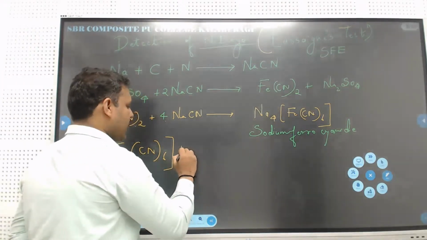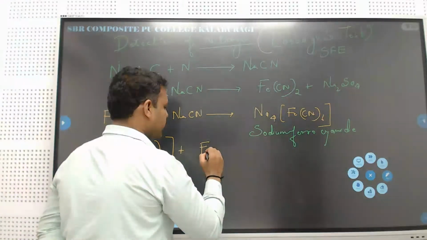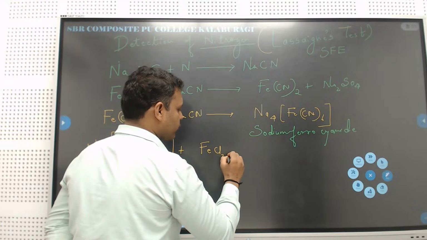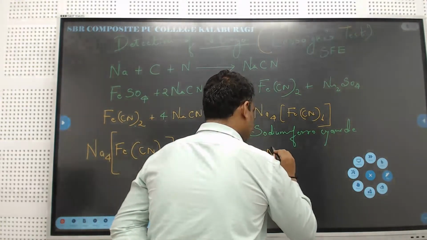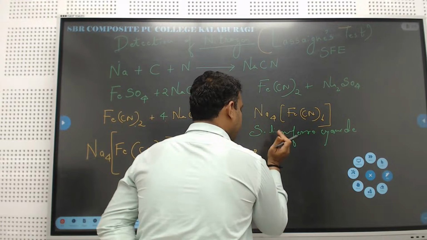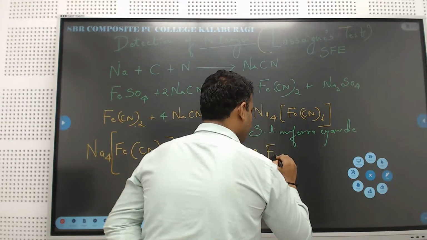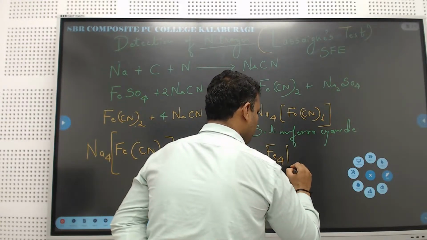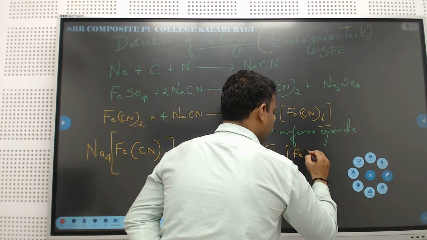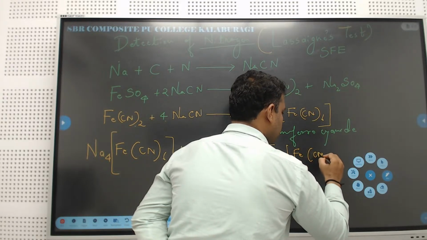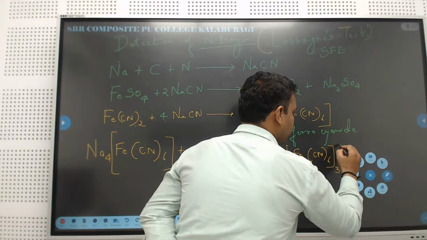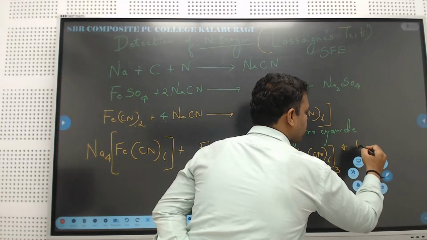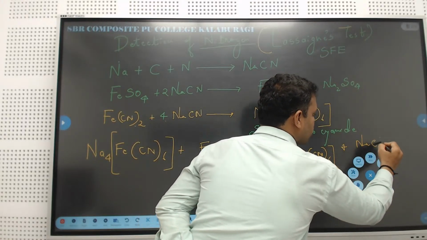Now to this sodium ferrocyanide, we are going to add neutral FeCl3 solution. When we add a neutral FeCl3 solution, we will be getting Fe4[Fe(CN)6]3 plus NaCl.